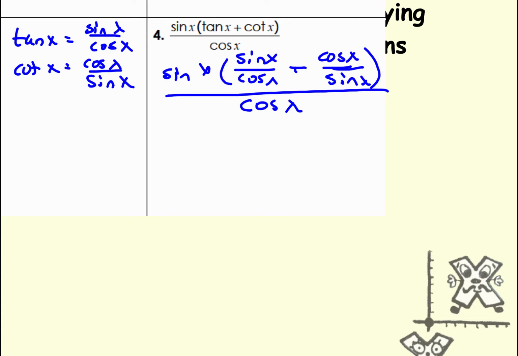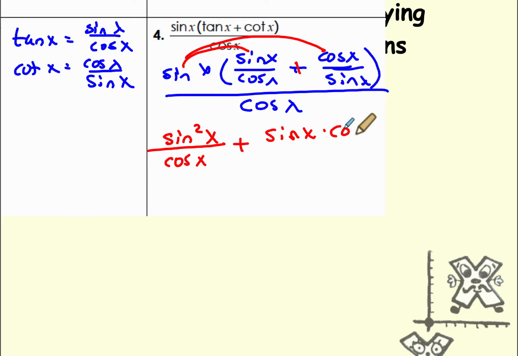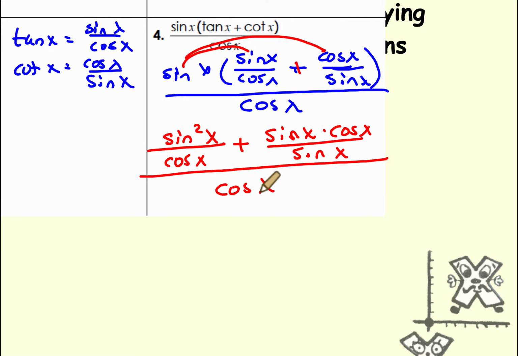Okay, now if I had a number times two fractions, and I couldn't add those fractions, I could do one of two things. I could create a common denominator, but in this case, I'm going to try distributing first. So it's going to give me sine x times sine x, or sine squared x over cosine x, plus sine of x times cosine x over sine of x, all over cosine of x. Now over here I can cancel out the sines. So now I have sine squared of x over cosine x plus the cosine.